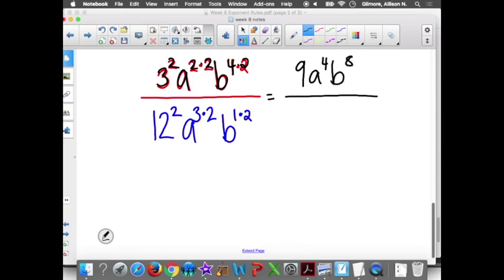In our denominator, we have 12 squared, which is 144, 12 times 12. We have a to the 3 times 2. 3 times 2 is 6, a to the 6th. And we have b to the 1 times 2, which is 2, so b squared. If we have a's in the numerator and denominator, we're going to need to subtract. We have a to the 4th over a to the 6th.